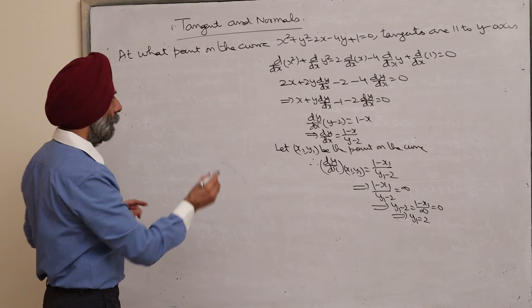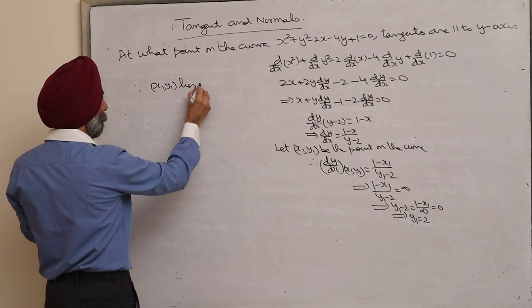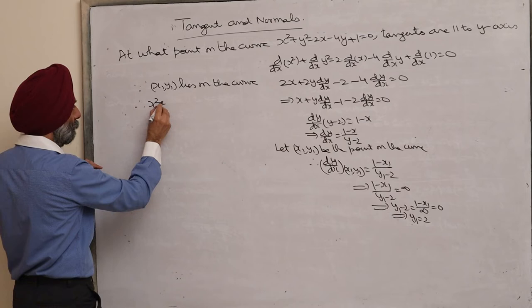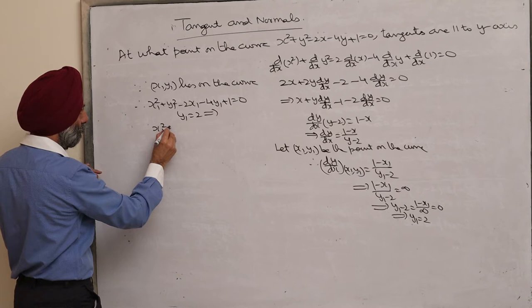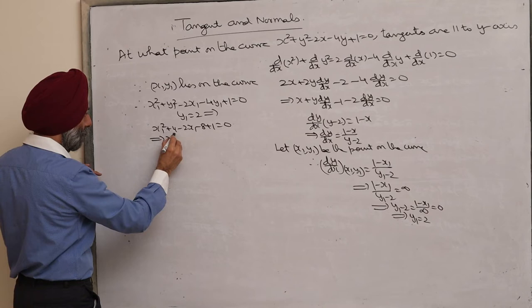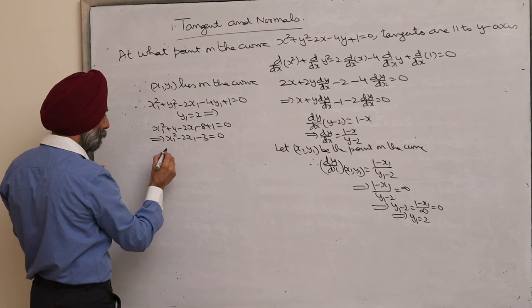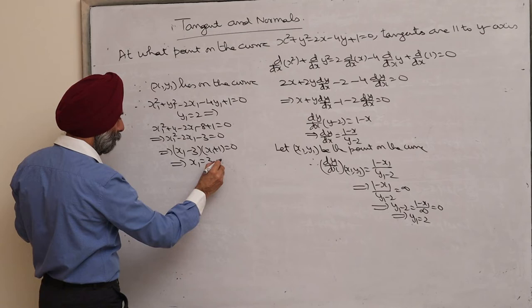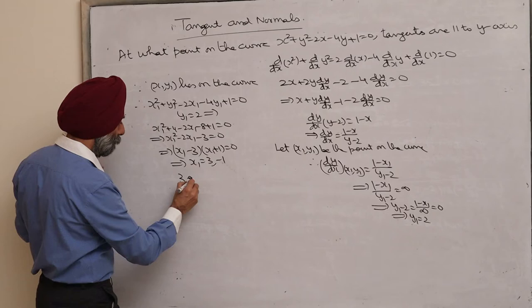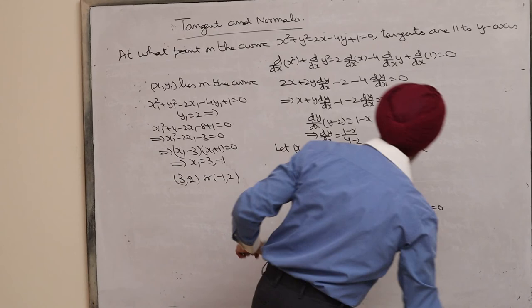Now, because x1, y1 lies on the curve, therefore x1 square plus y1 square minus 2 x1 minus 4 y1 plus 1 equals to 0. Now y1 is equal to 2 implies that x1 square plus 4 minus 2 x1 minus 8 plus 1 equals to 0. Or this implies x1 square minus 2 x1 minus 3 is equal to 0. Or this implies that x1 minus 3 into x1 plus 1 is equal to 0, or this implies x1 is equal to 3 or minus 1 here. So the point is 3, 2, or it is minus 1, 2. So these are the points where the tangents are parallel to the y-axis here.